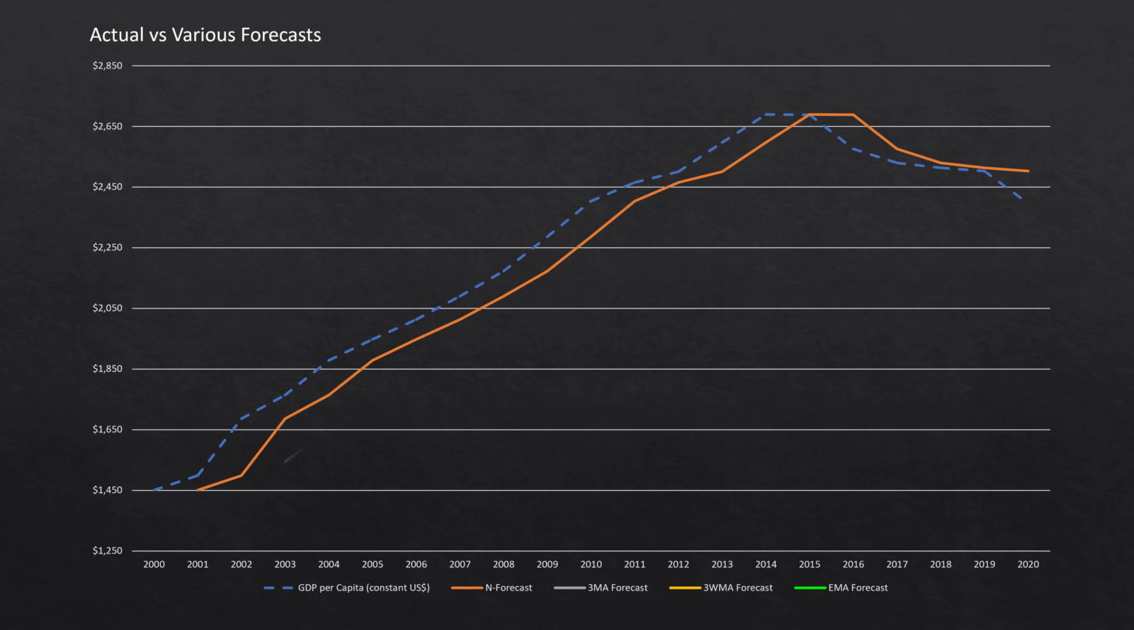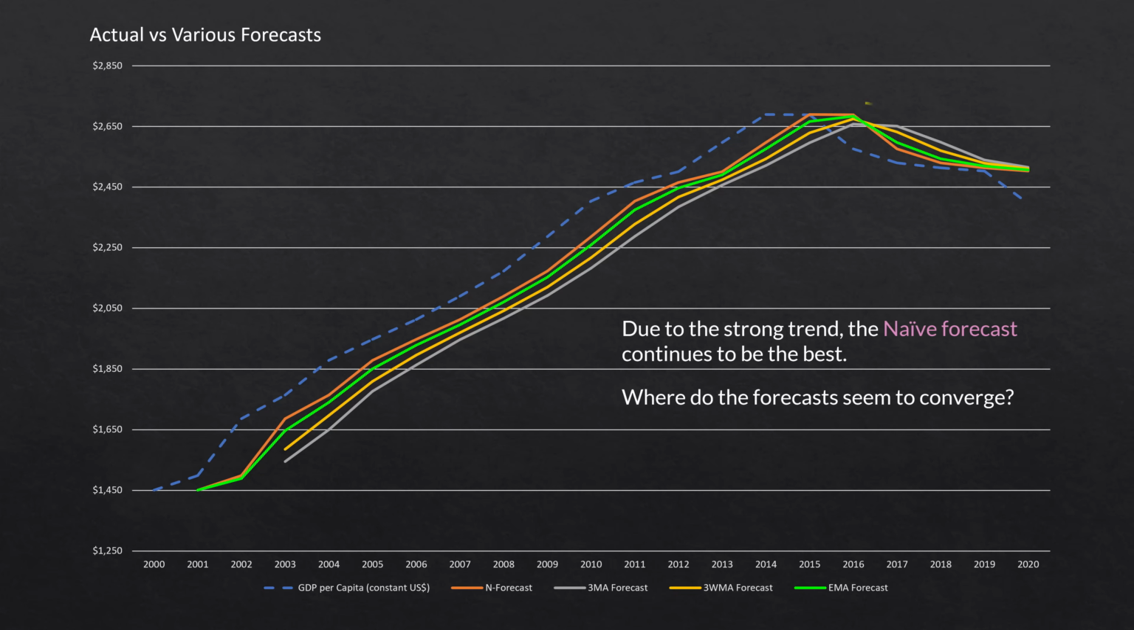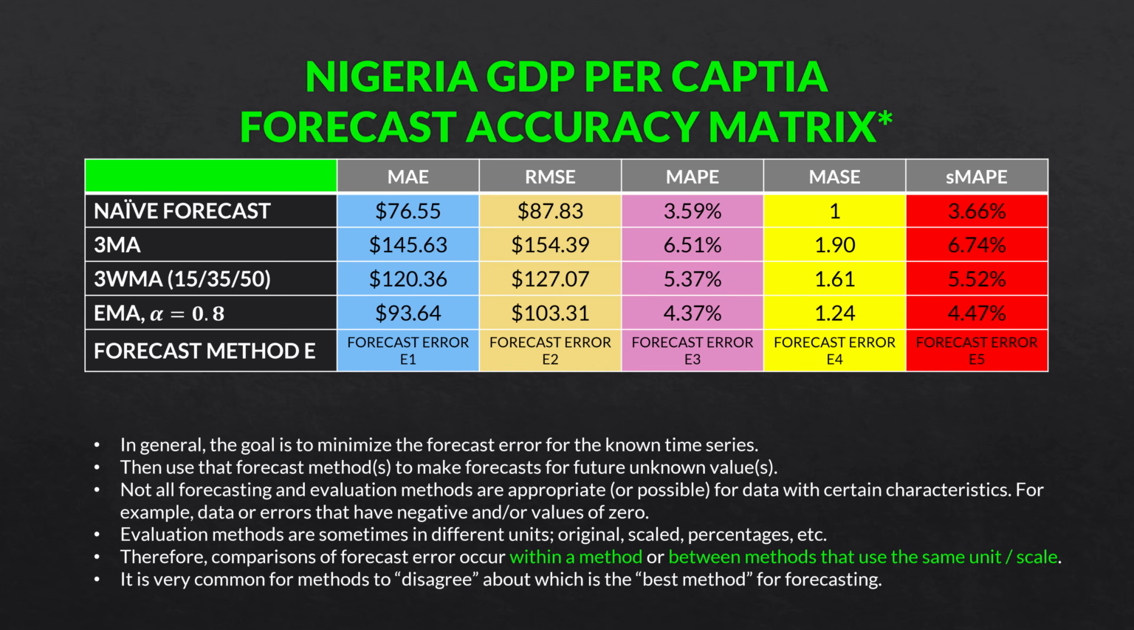Here's the same graph just zoomed in so we can see the lines a bit better. We can see that, again, the exponential moving average falls between the naive and the weighted. That's because we weighted the actual values more in the exponential. So here we have our forecast accuracy matrix, sort of our scorecard of our forecasting methods, so we can keep track of how each one of them does.